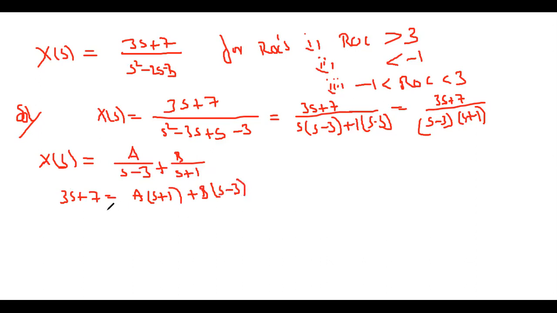Got it? Now you can substitute s is equal to 3 in this equation. s is equal to 3 means b is 0. So 9 plus 7 is equal to a into 3 plus 1, which is 4. 9 plus 7 is 16. Therefore, a is equal to 16 by 4, which is 4.